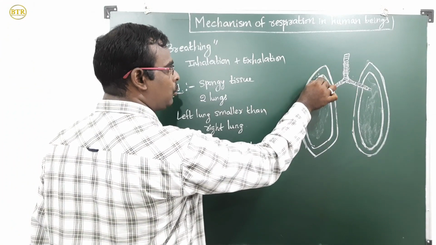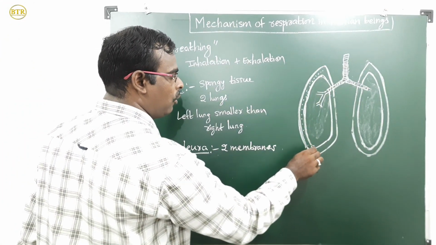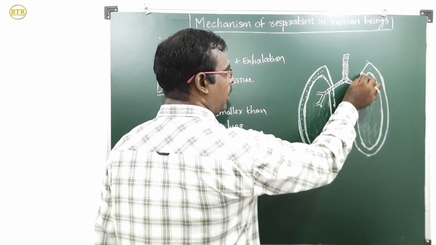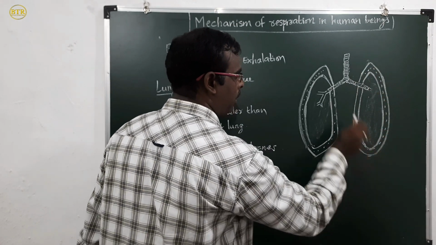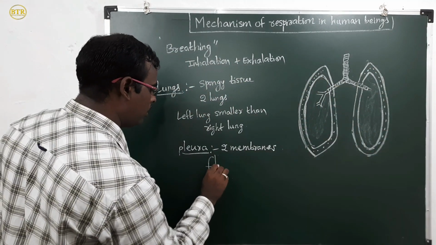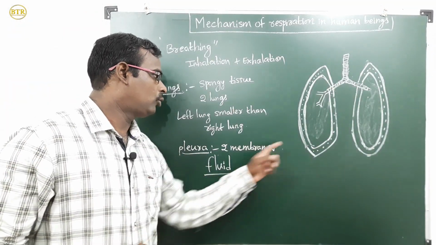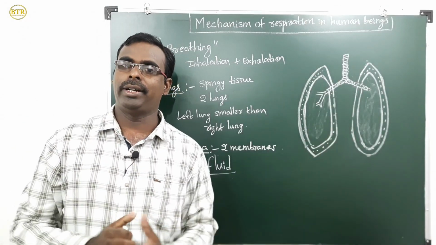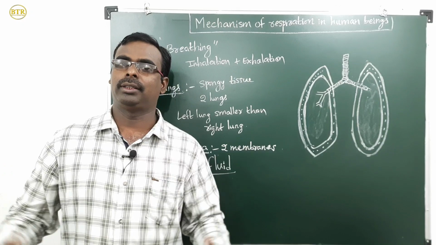In between these two membranes, a liquid is present. Fluid is present in between these two membranes. So here also, in between these two membranes, a fluid is present. What is the use of this fluid? This fluid will protect the lungs from injuries.